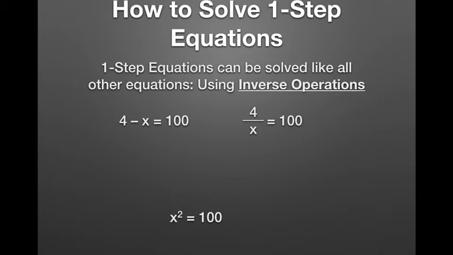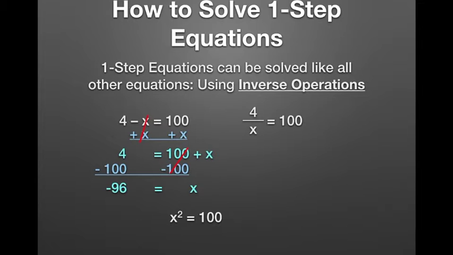Moving on. If we have these 1-step equations, there might be some problems. So let's take a look at the one on the top left. We should add x to both sides. Negative x plus x will cancel out. It equals 0. And 100 plus x is 100 plus x. Do not combine unlike terms. Now how do I get the x by itself? By subtracting 100 on both sides. There's a cancel out. 4 minus 100 is negative 96.